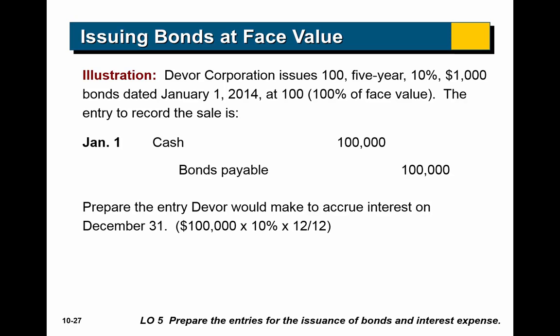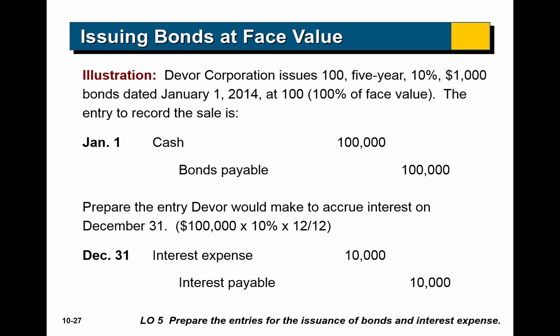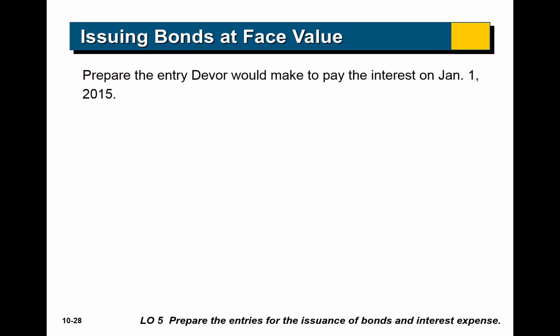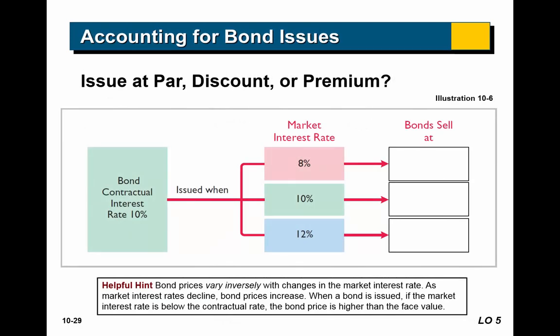Then it asks us to prepare the entry they would make to accrue interest on December 31st. So for 12 months, it would be $100,000 times 10% times 12 over 12, or times 1, and that would be the interest expense, $10,000, and interest payable of $10,000. Then when they pay, interest payable would be debited $10,000 and cash would be credited $10,000. All right, so that was issuing a bond at par.